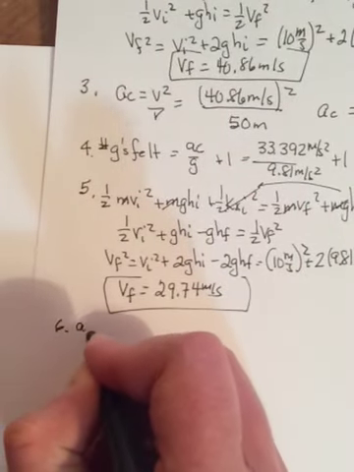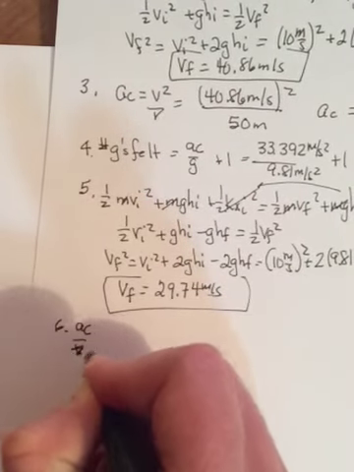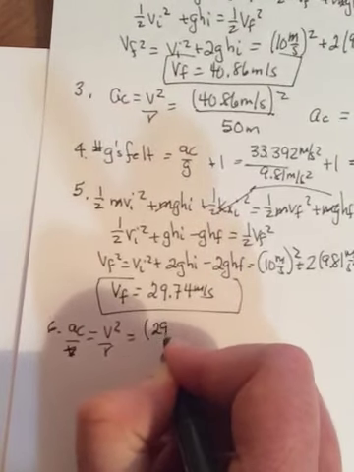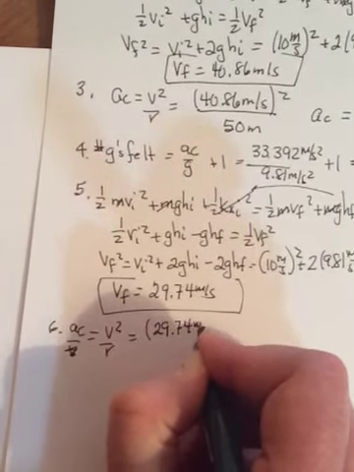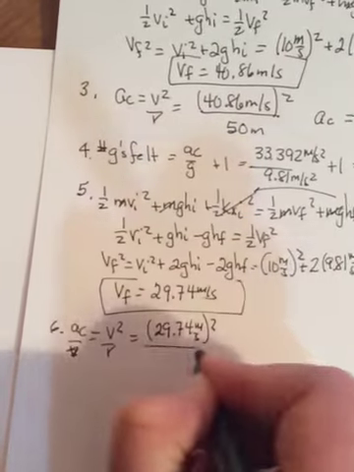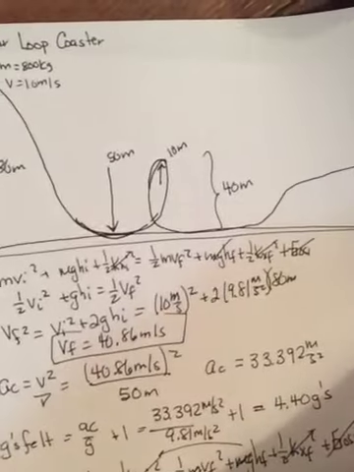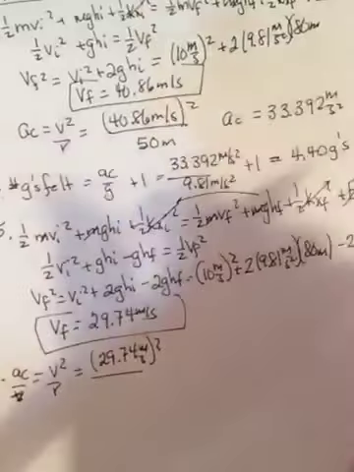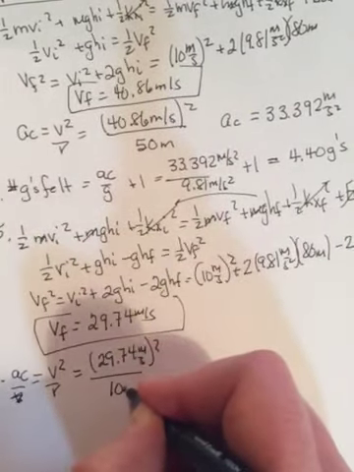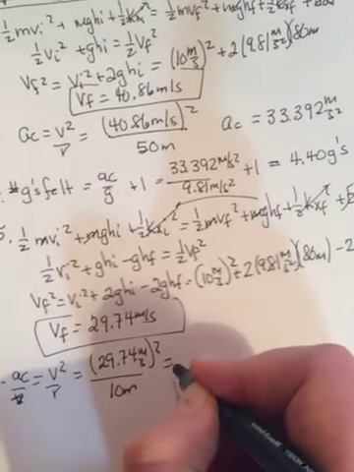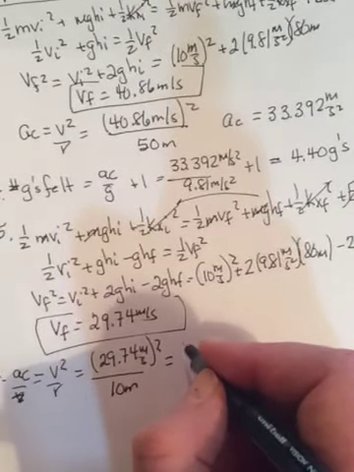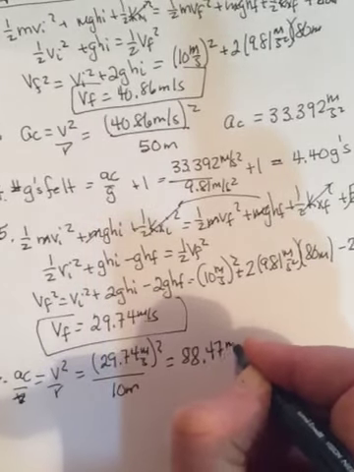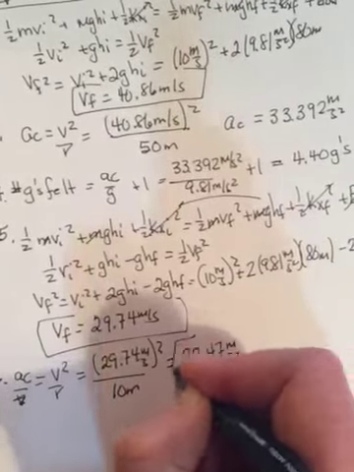Next question, what is the centripetal acceleration up there? So you do AC equals v squared over r. So 29.74 meters per second squared. And the R this time, though, is only 10 meters right here. Okay? So divide by 10 meters, and you should get a centripetal acceleration to be 88.47 meters per second squared.